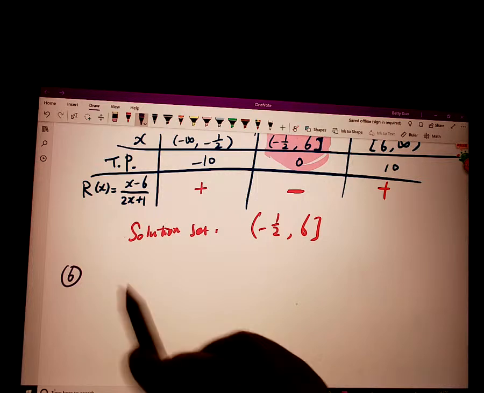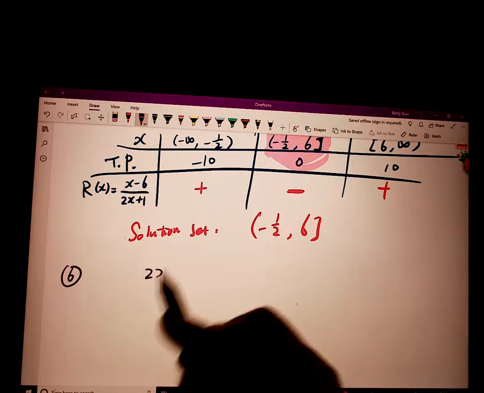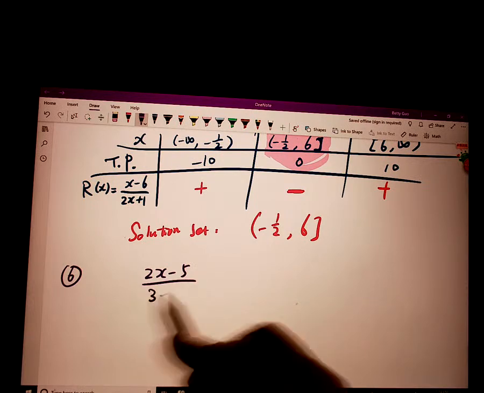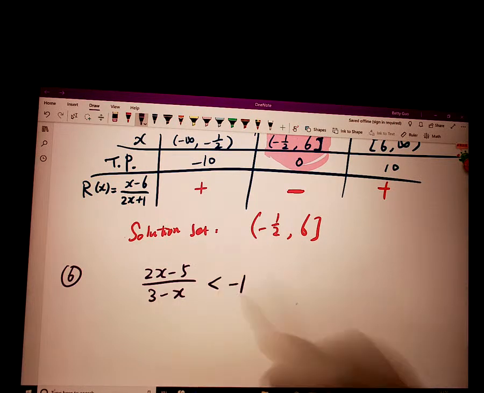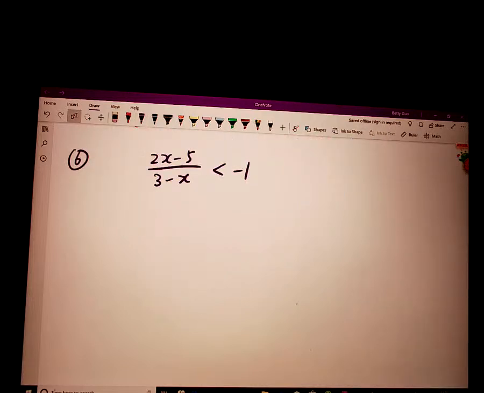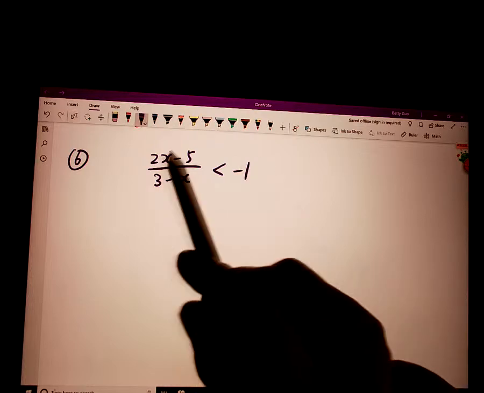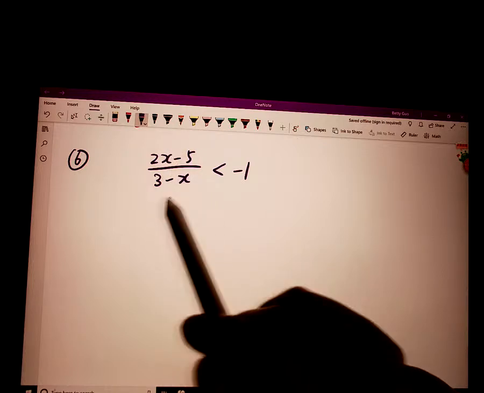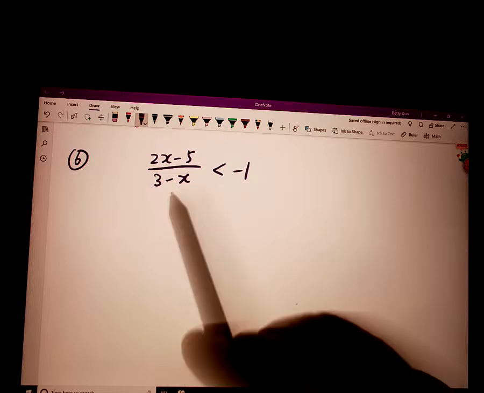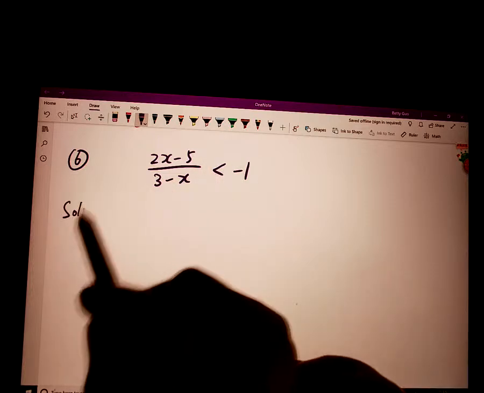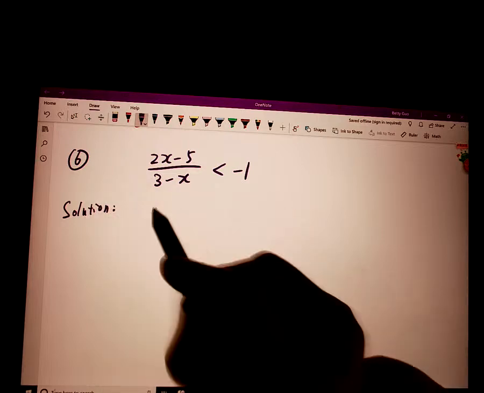Last example of this section, number 6. We are solving this rational inequality: 2x minus 5 all over 3 minus x less than negative 1. Yes, this is also a rational inequality. However, it is not in standard form yet, because the right-hand side is not 0. Be very careful, okay? Don't just go ahead and find the zero for the top, which is 5 over 2, and the zero for the bottom, which is 3. Don't rush.